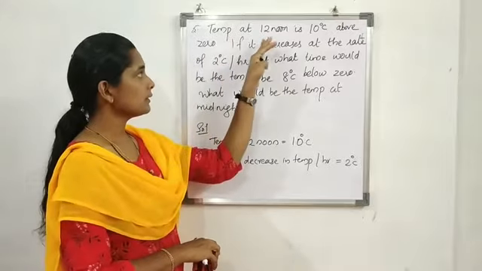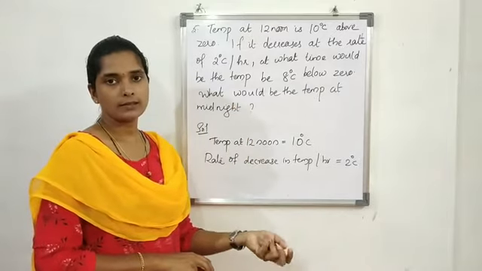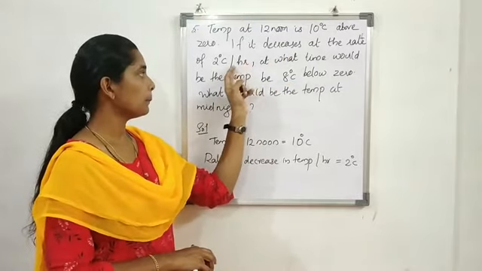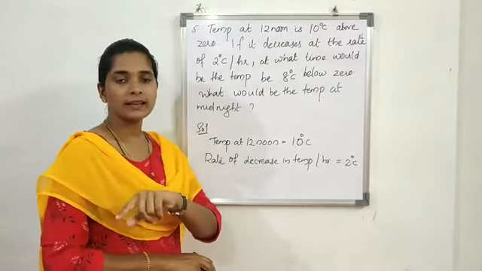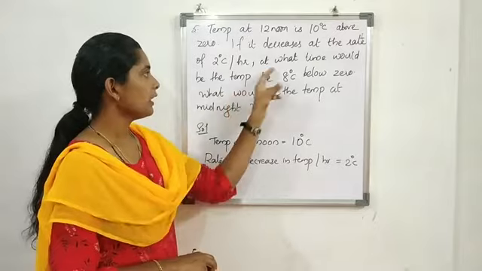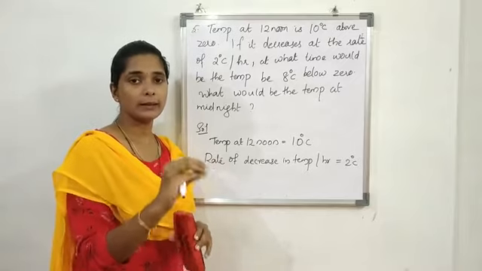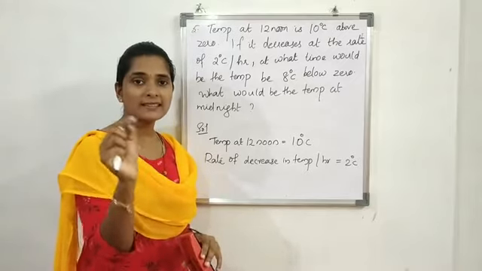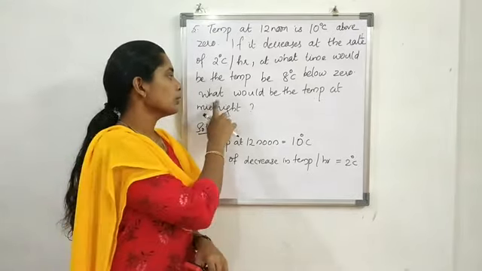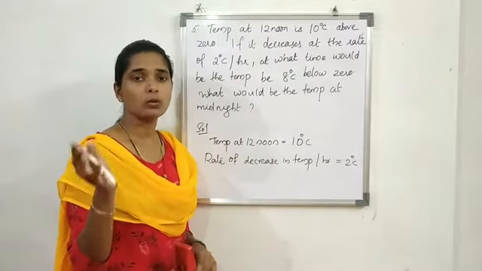Next, the temperature at 12 noon is 10 degrees Celsius above 0. That means positive 10 degrees is the temperature at 12 noon. Then it decreases at the rate of 2 degrees per hour. After every hour, the temperature is decreasing 2 degrees Celsius. At what time would the temperature be 8 degrees Celsius below 0? Below 0 means -8 degrees Celsius, negative. Then also find what would be the temperature at midnight, night 12 o'clock.